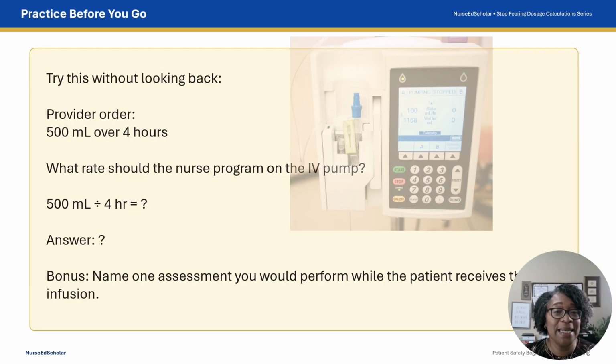So I want you to calculate this. I want you to put the answer in the comments, please. The question is: the provider orders 500 milliliters over 4 hours. At what rate in milliliters an hour should you program the IV pump? Don't just give me the number, give me the number and the units. And then for bonus, tell me one assessment you would perform while that patient is receiving the infusion. Put that in the comments and then I'll respond.